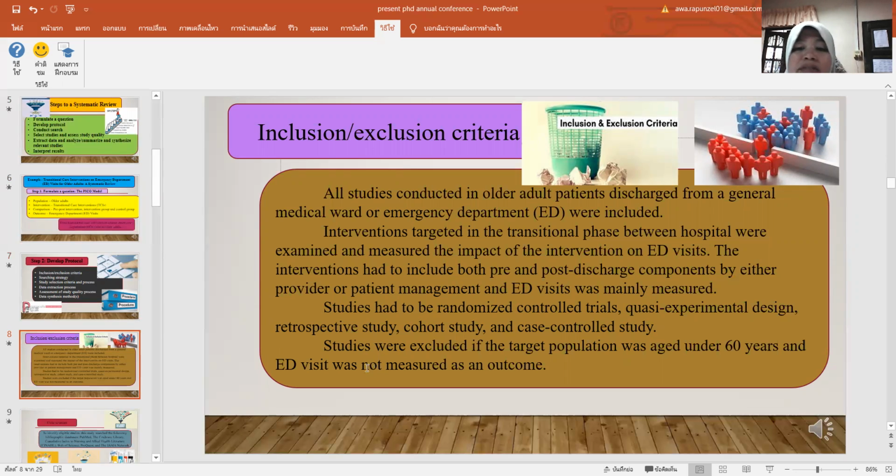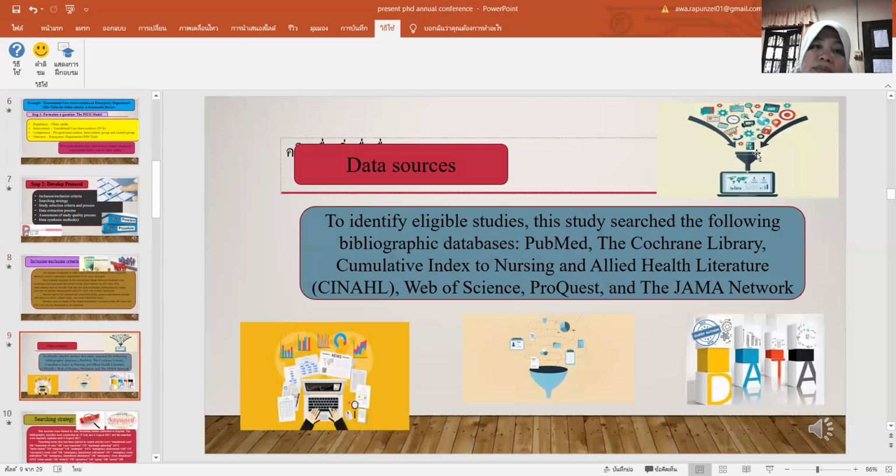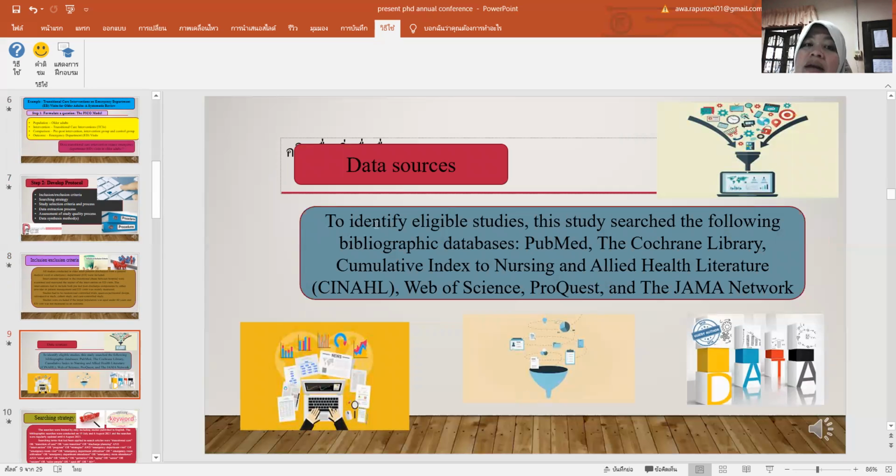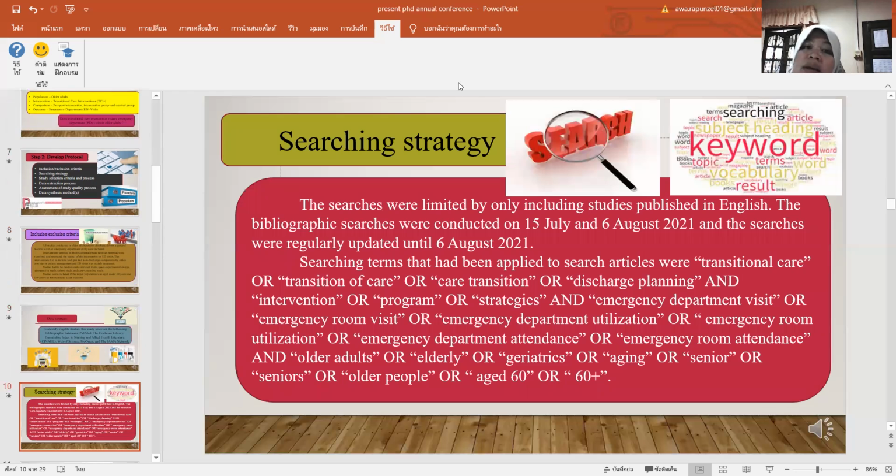Studies were excluded if the target population was aged under 60 years and ED visit was not measured as an outcome. Data sources. To identify eligible studies, the study searched the following bibliographic databases: PubMed, the Cochrane Library, PsycINFO, Web of Science, ProQuest, and the JAMA Network.